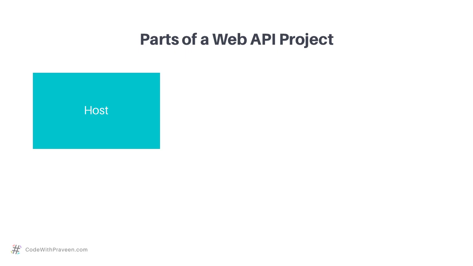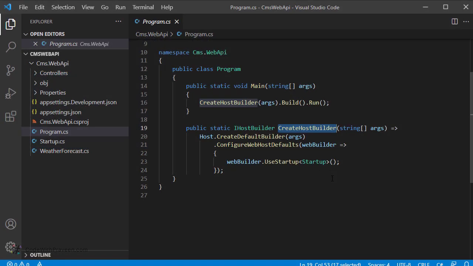First, we have the host created in the program.cs file. The host encapsulates the app's resources such as HTTP server implementation, logging, dependency injection, and so on. There are two methods that define the behavior of the host: the create default builder and configure web host defaults methods configure a host with a set of default options.